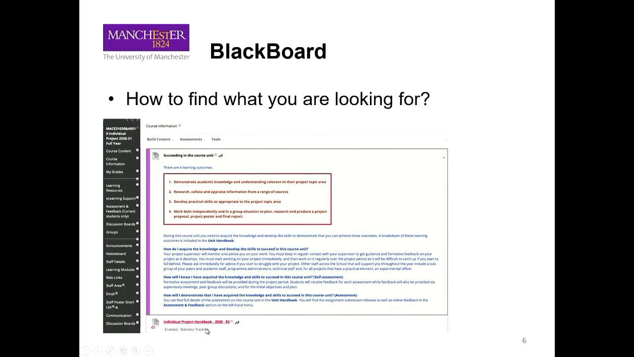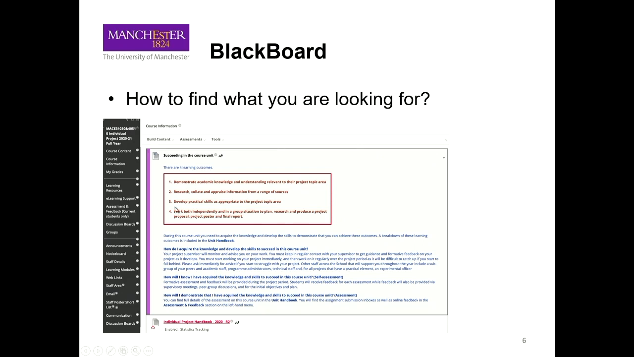Can you see at the bottom here? So, the project handbook, I will come back to this. This is maybe the most important piece of the most important document in this unit. I've put the project handbook both in the course information page on Blackboard and in the main page. So it's in two places, you can't miss it. "I didn't find the project handbook" is not a good excuse.